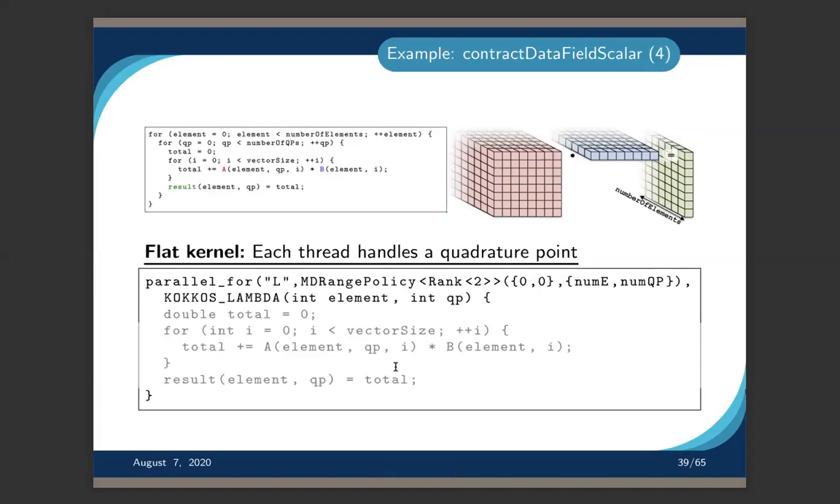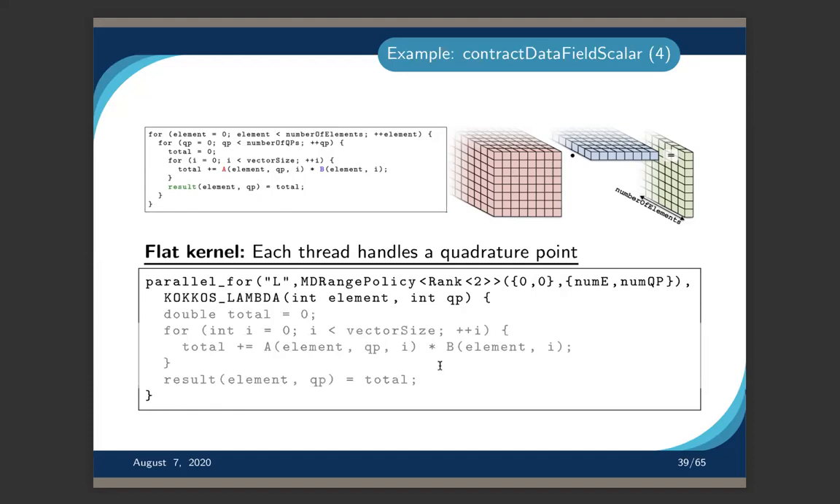And there's different ways of doing that. One way to do that is you can use an MDRange policy, right? You just tell it, I go over the number of elements, the number of quadrature points, you get the element at quadrature point, and you do the loop internally to do the computation for each of these element quadrature point pairs.